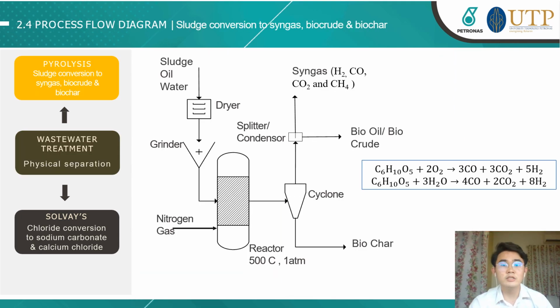Next, in the pyrolysis process, the sludge and oil from the wastewater treatment process go through a reactor at 500 degrees and 1 atm to be decomposed without oxygen. The products are then discharged into a cyclone, where the vapor phase containing syngas and bio-oil escapes at the top stream, while the solid char exits at the bottom of the cyclone and is stored. The top vapor stream is cooled, where the biocrude is condensed and stored, while the syngas is further separated into its respective components using multiple stages of membrane filter.